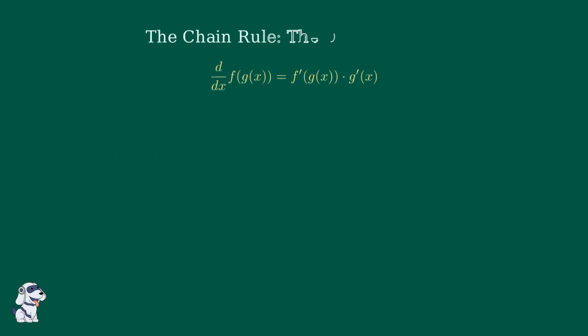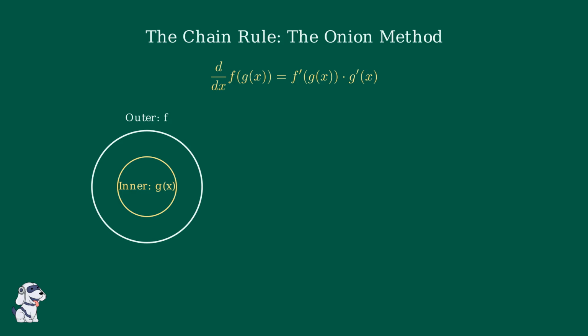The chain rule allows us to differentiate nested functions, which we can think of like peeling an onion. To differentiate f of g of x, we differentiate the outer layer while leaving the inside untouched, then multiply by the derivative of the inside. Visualize your function as layers. The outer layer is f, and the inner layer is g of x.